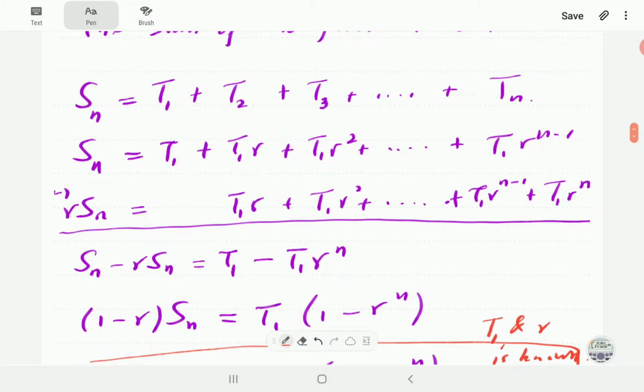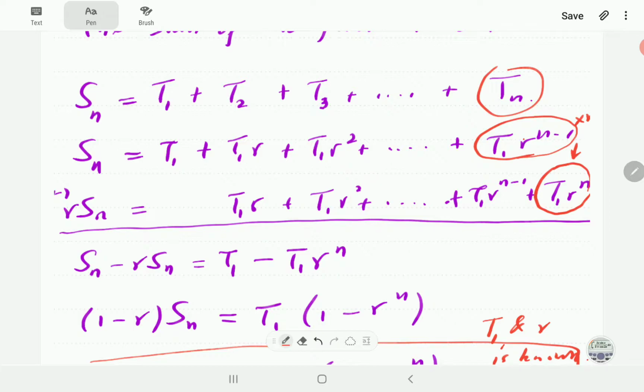here we are going to notice that you see this term here, T1 R to the power n, we got from multiplying this term by r. So if you multiply this term by r, we get this term there. But this term here is Tn. So that means this term here is simply Tn times r. Okay, Tn times r.